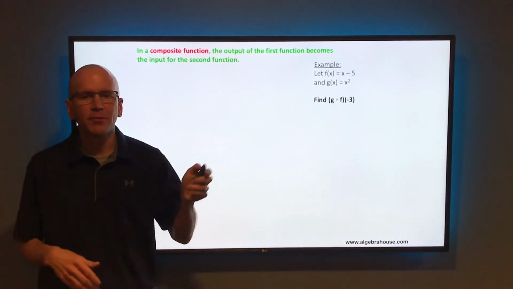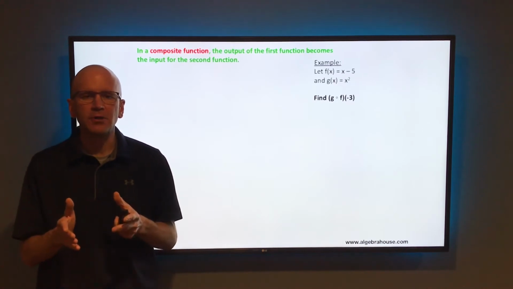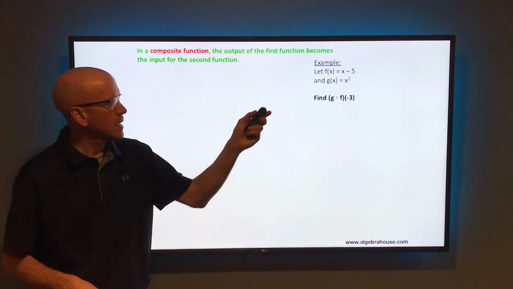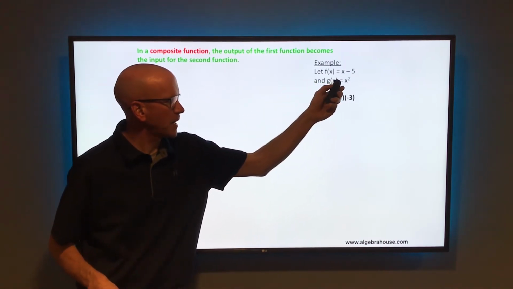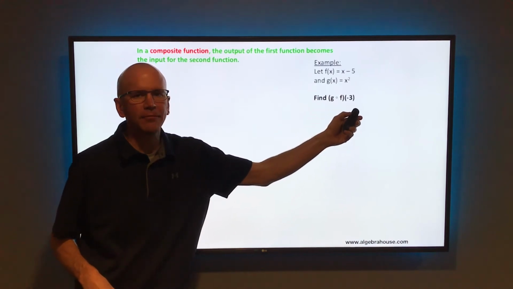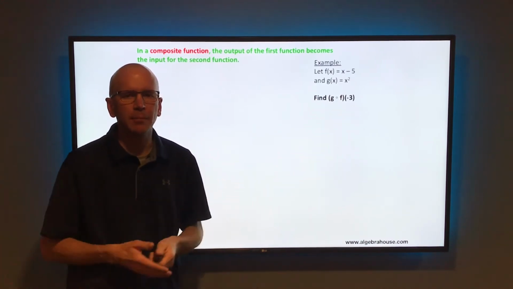In a composite function, the output of the first function becomes the input into the second function. For example, if you have f of x equals x minus 5 and g of x equals x squared, you need to find g of f of negative 3. Now we're going to do that example in a little bit.